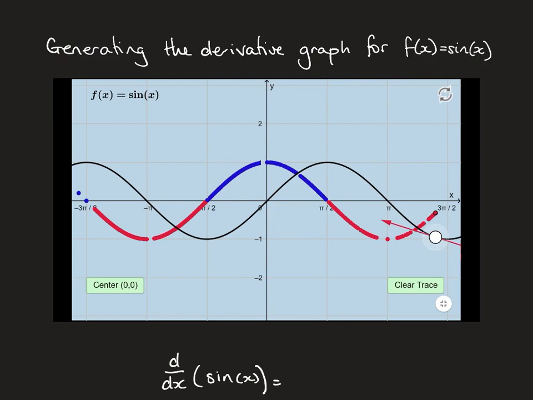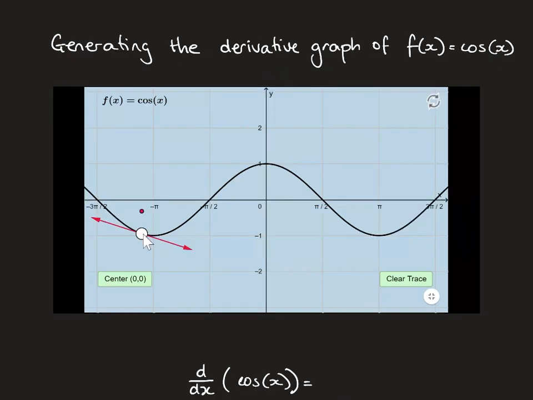And so for all our points on the graph where our derivative was equal to 0, here, here, and here, you can see that the gradient function actually has an x-intercept for those particular values. And so our derivative of sine of x is in fact cos of x.